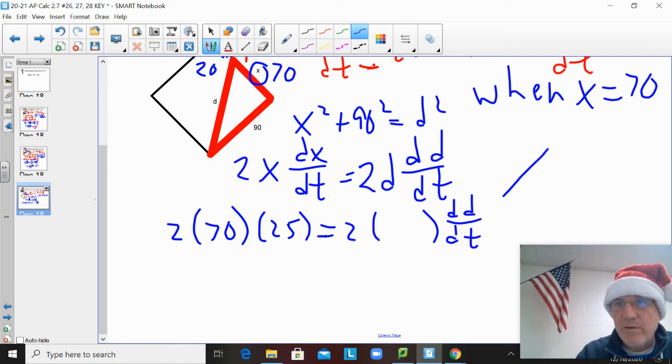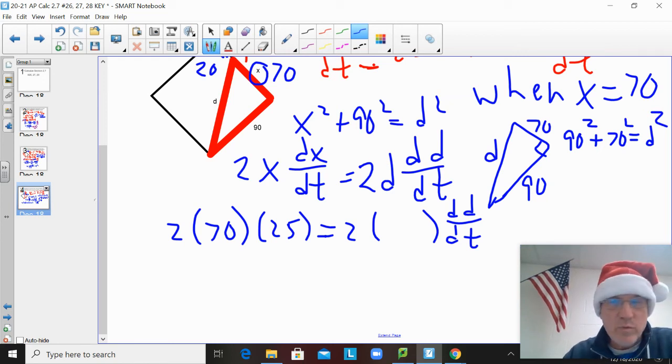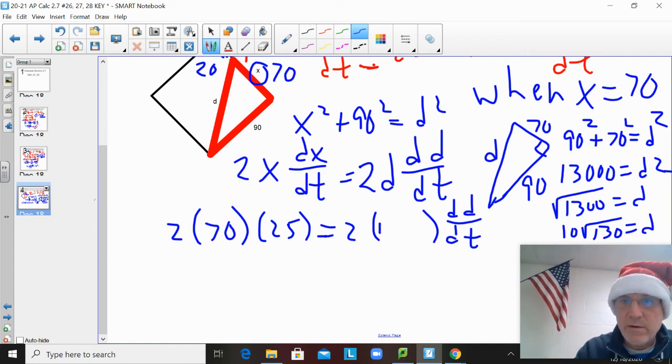So I've got this triangle where that's 90 and that's 70, and I want d. So that's 90 squared plus 70 squared equals d squared. That's 13,000 equals d squared. So d is the square root of 13,000. 13,000 is 130 times 100, so that's 10 root 130. So this goes here, 10 root 130.